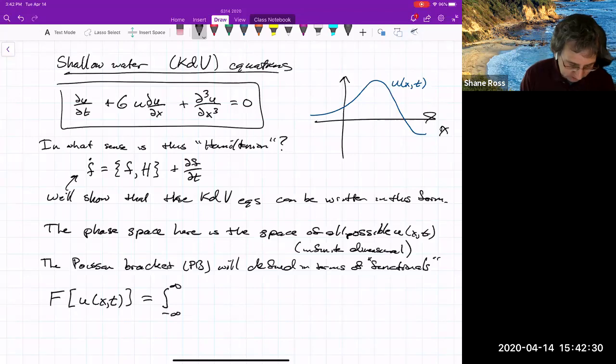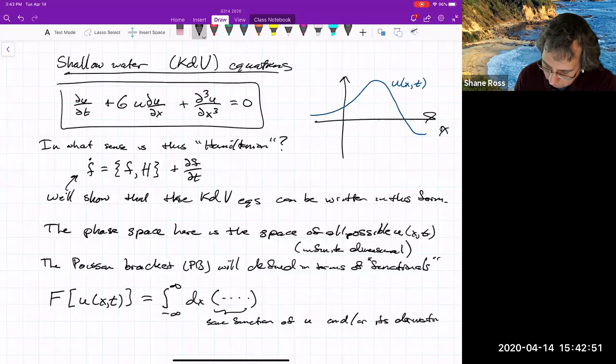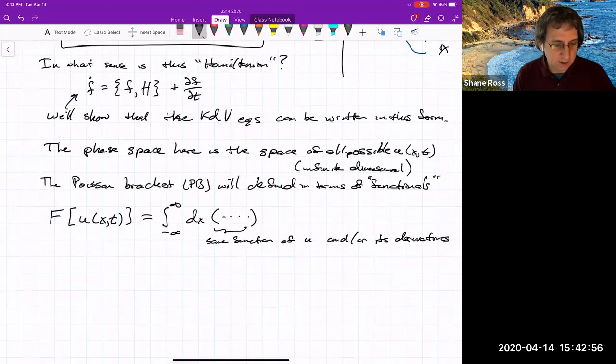So integrate over the entire spatial domain something in here. We have to choose something for the integrand, which is going to be some function of u and/or its derivatives. And I do not know the history of whether this was found through trial and error, but I'll just give you what the Poisson bracket is, and it's written in terms of functionals.